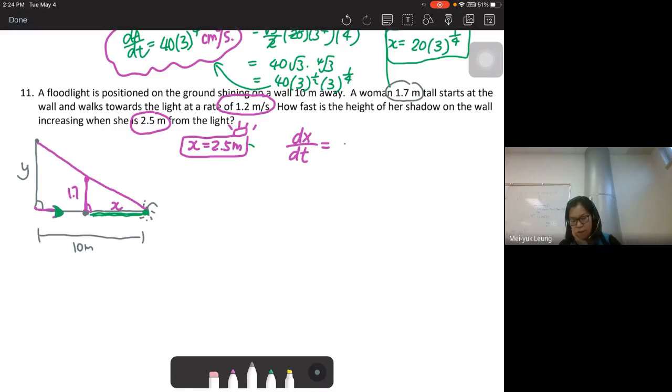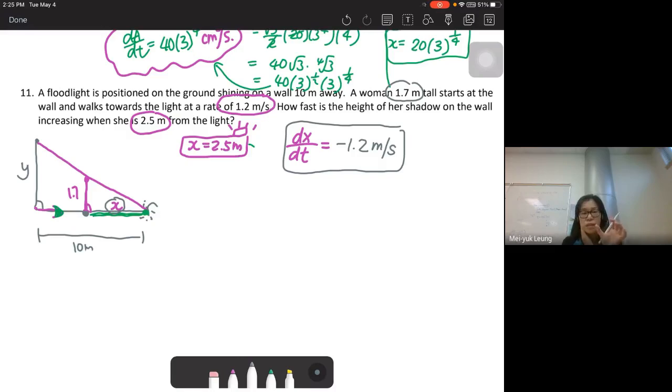So this is very important: you have to carefully determine the correct sign of the rate. And this rate depends on how you label the variable. If I label x as the distance between the woman and the floodlight, then the x value gets shorter and shorter over time. So make sure that you're getting the right sign of dx/dt. And now what we are trying to find is dy/dt, at this snapshot moment.